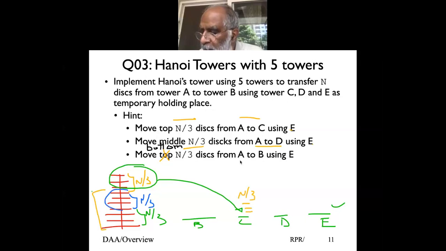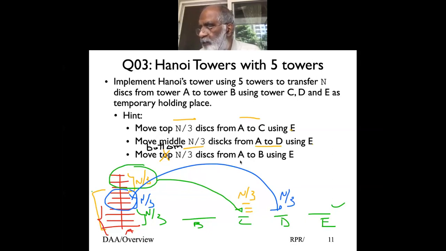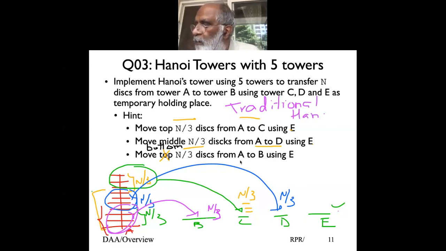Now move the middle n by 3 disks to D using E as an empty. So after this, all I'm left with is bottom n by 3 at tower A, top n by 3 at tower C, middle n by 3 at tower D, and tower B is empty. Now move the bottom n by 3 to tower B using again tower E. So at this point, I have n by 3 here. Now these bottoms are in the right place, and these n by 3 we are moving using the traditional Hanoi method.